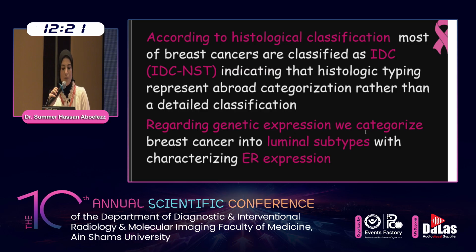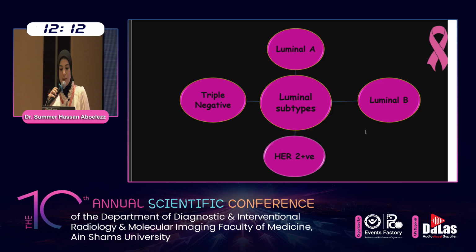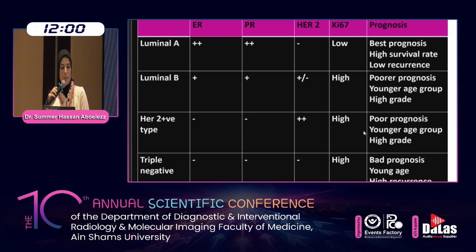Regarding genetic expression, we categorize breast cancer into luminal subtypes characterized by estrogen receptor expression. As seen here, they are arranged in clockwise direction in relation to the prognosis from the best to the worst: luminal A, luminal B, HER2 positive and triple negative. Luminal A has the best prognosis, expressing ER and PR with negative HER2. Luminal B has poorer prognosis, with weak ER and weak PR, and either positive or negative HER2. HER2 positive has negative ER and PR, also with poor prognosis, and the triple negative hormonal profile has the worst prognosis among them.